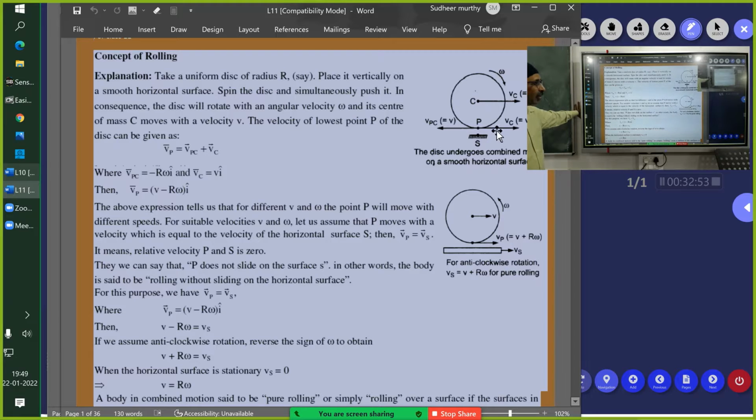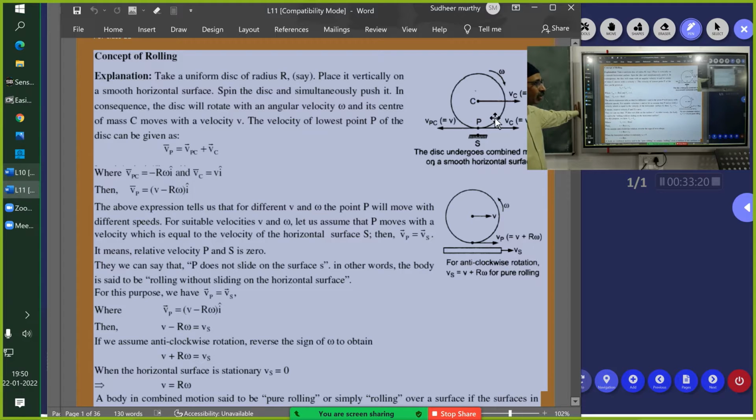So, when you are spinning and pushing, the velocity of P with respect to the center and the velocity of C. The velocity of the lowest point of... Please, are you with me, all of you?